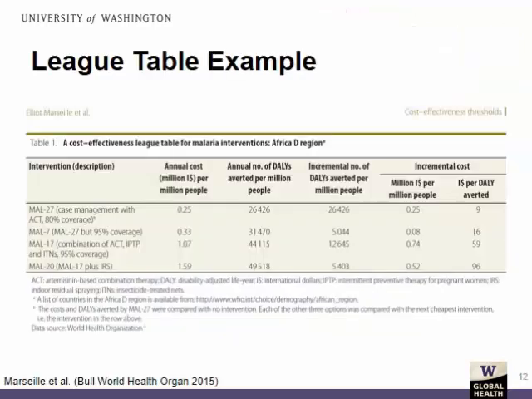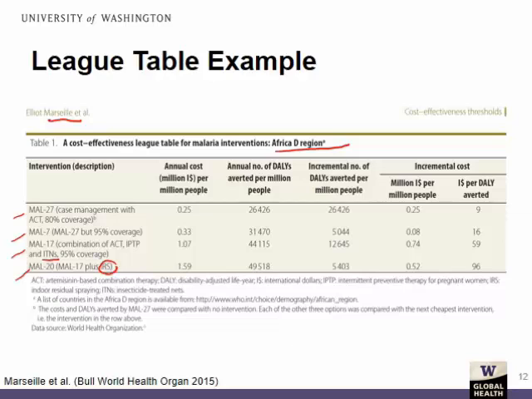Here's an example of a league table in this paper by Massey et al. in the bulletin of the World Health Organization, and it's on the cost effectiveness of malaria interventions in the WHO Africa region called Africa D. And you see it has 4 interventions. One is this MAL 27, which is case management with ACTs and 80% coverage. The second one is 95% coverage of the same thing. The third one is adding IPTP, which is intermittent preventive therapy for pregnant women, and mosquito nets, ITNs. And again, here you have the same intervention, but you now add indoor residual spraying.